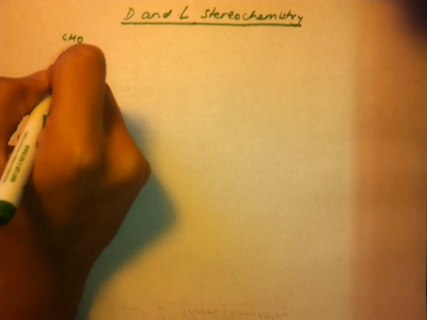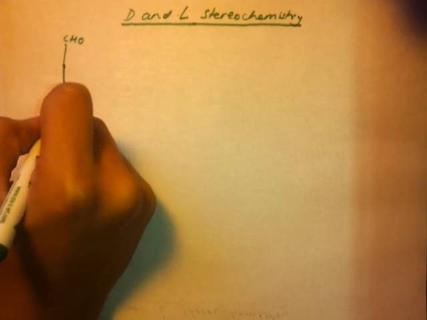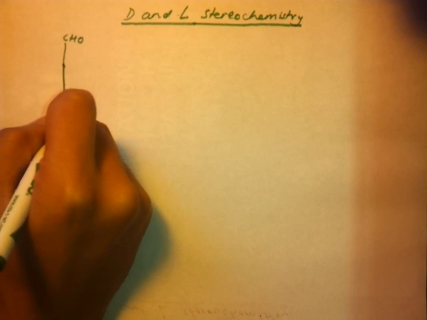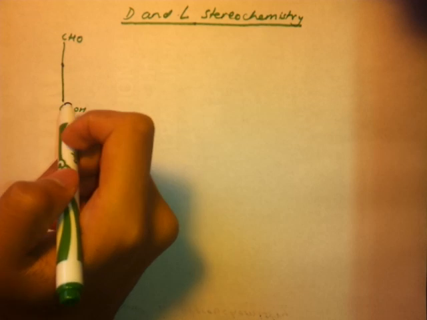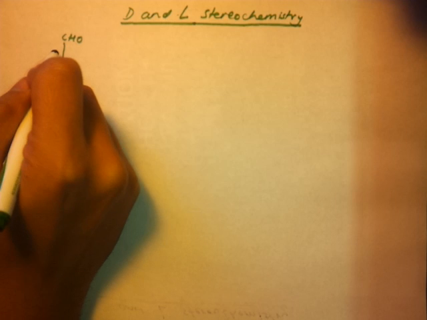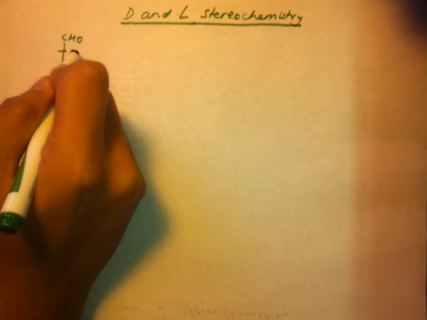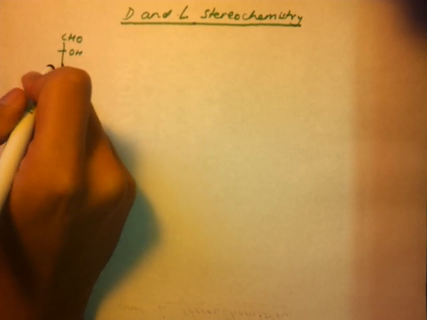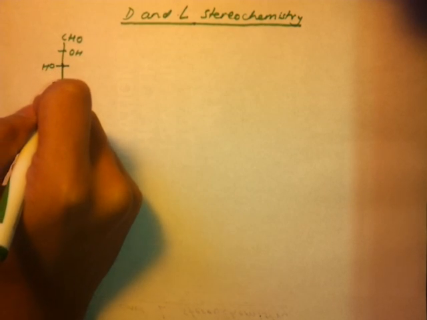In Fischer projection, glucose looks something like this. We have an aldehyde at the end and alcohols, and the definition of a carbohydrate or sugar is that it's a polyhydroxylated aldehyde or ketone. So we have a lot of hydroxyls and we need to have at least one aldehyde or ketone.